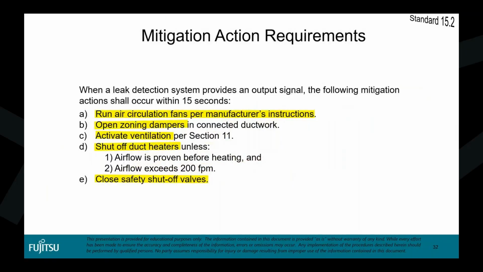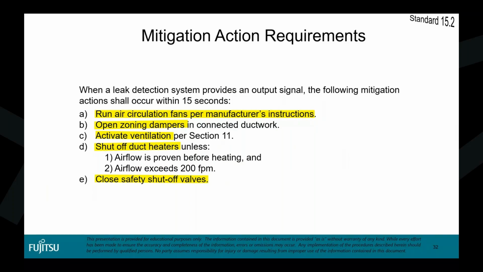If you have an alarm situation, start the fans, open any zoning dampers. If you have dampers in the ductwork, you open those, activate ventilation, shut off duct heaters unless there is a proven airflow function, or you have an airflow that exceeds 200 feet per minute. And then, of course, close those safety shut-off valves as well. So that is the leak detection system.